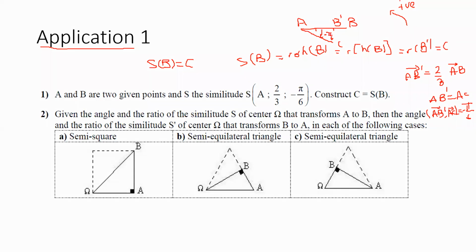But if R of B prime equals C, how did we see that? We said S of B equals C, the similitude of B equals C. I called the rotation of B prime equals C. How did we get this? I named H of B equal B prime. By definition, H of B equal B prime means AB prime, since A is the center, AB prime equals 2 over 3 AB. We write this if you want to know the position of C.